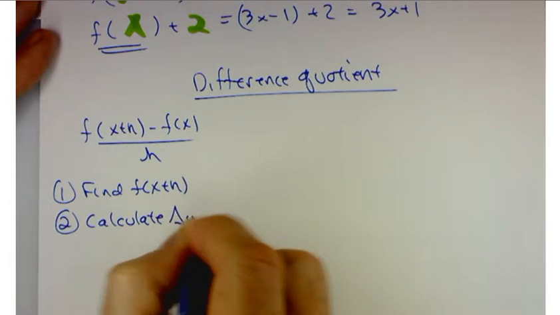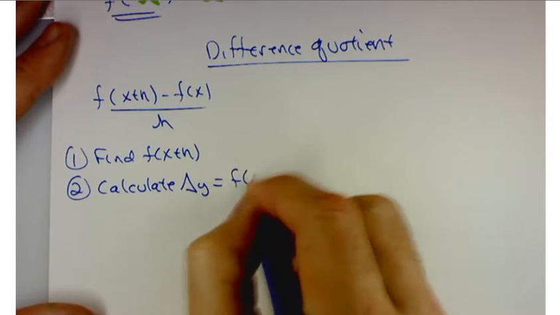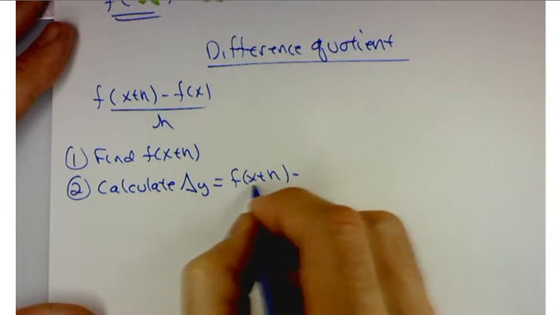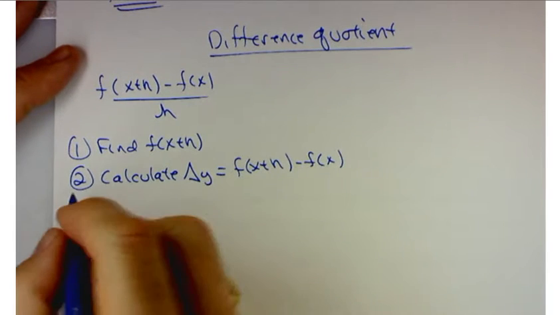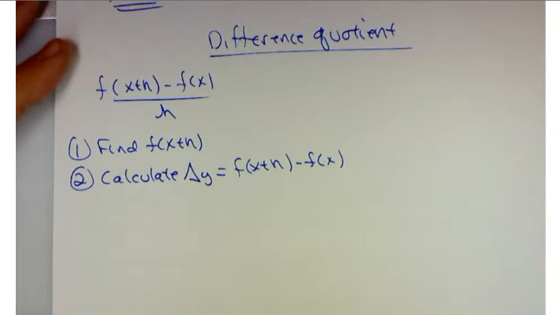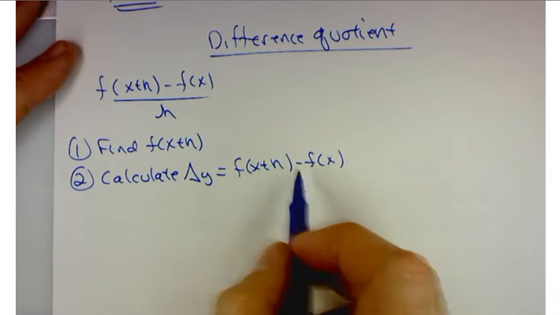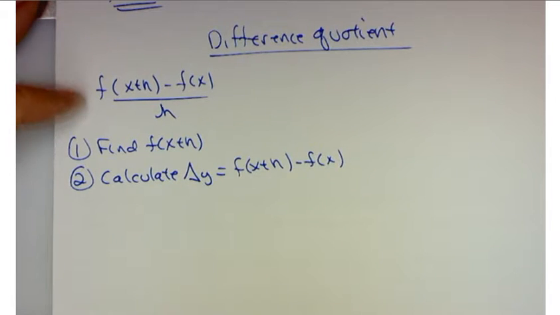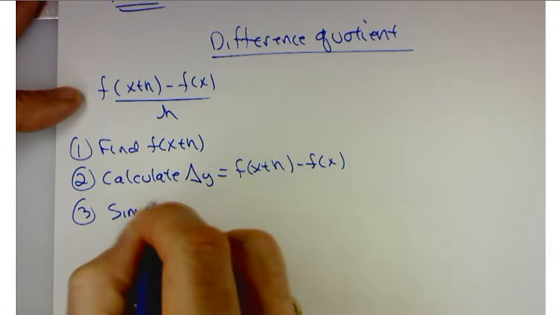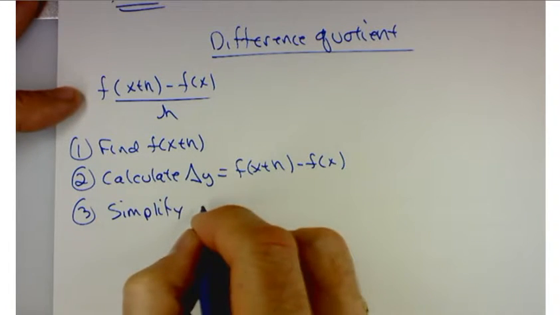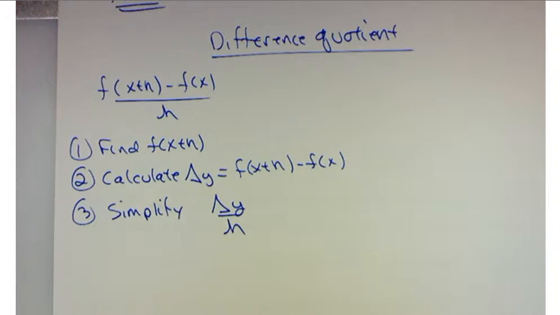I'm going to call this delta y. You don't have to call it anything, but it's just a way to label my answer from this step. Basically, you're going to calculate the numerator, f of x plus h minus f of x. And then what? F of x plus h minus f of x. Basically, it's the numerator. All right, and then simplify delta y over h. There should be some nice simplification we get there.